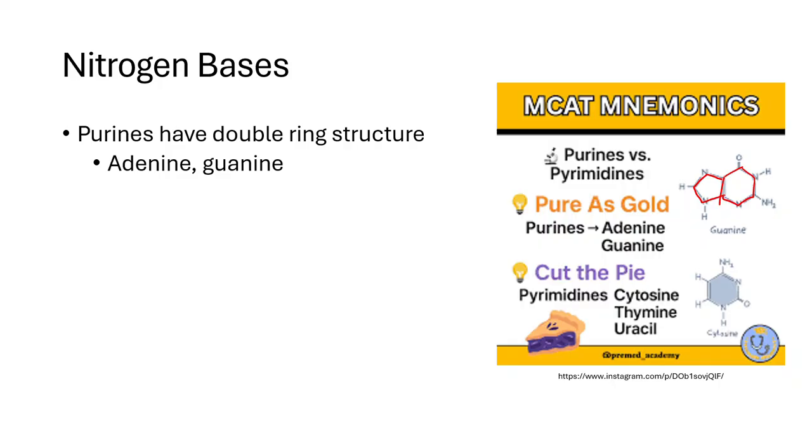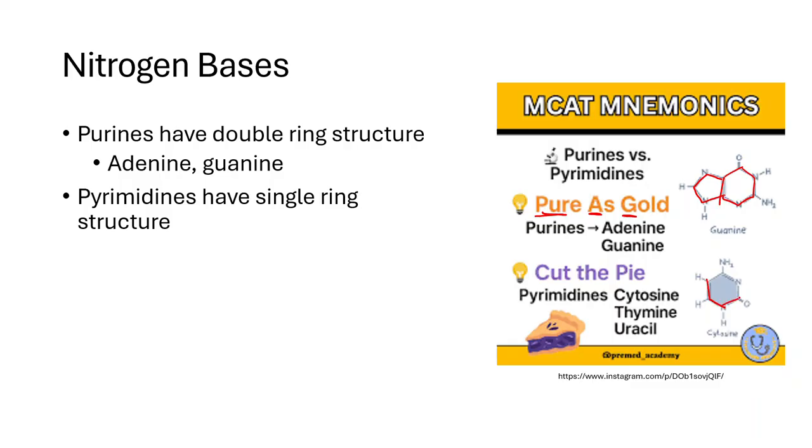Now, one way that you can use to remember this, and I found this on an MCAT preparation website, MCAT is the test you take if you want to go to medical school, is you can remember the phrase pure as gold. The purines are adenine and guanine, A and G. Pyrimidines have only a single ring. It's a 6-sided ring with carbons and nitrogens. Obviously, it's a nitrogenous base. And the pyrimidines are cytosine, thymine, and uracil.